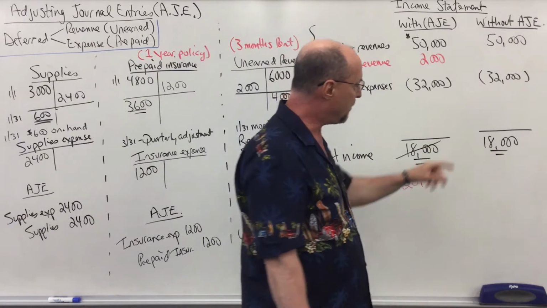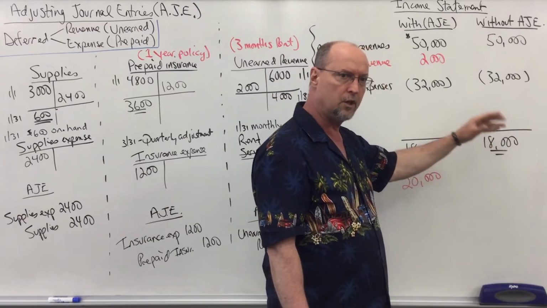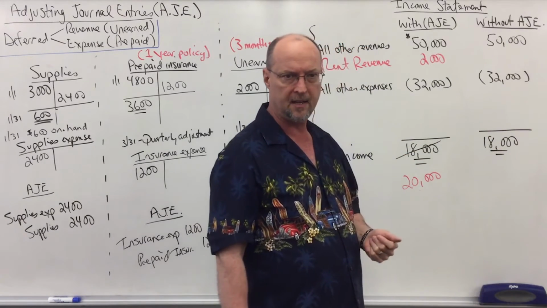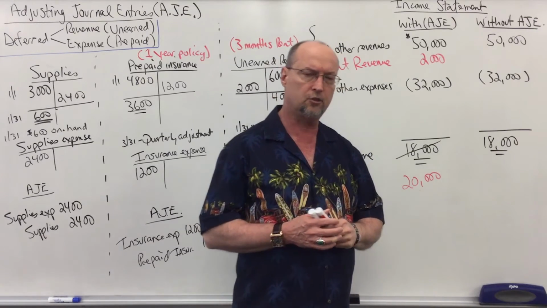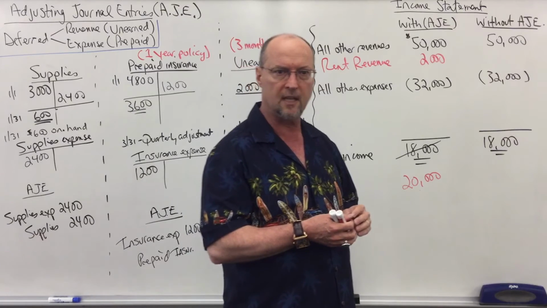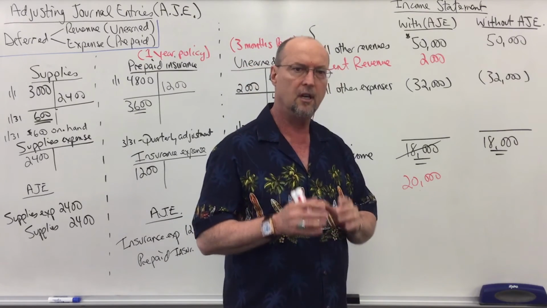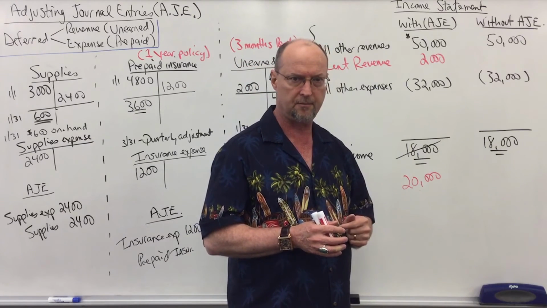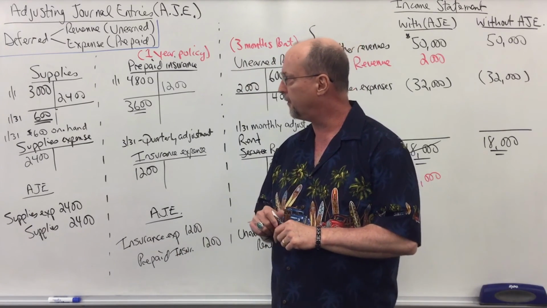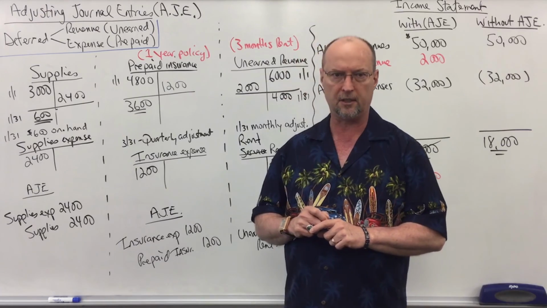So if I don't adjust, now I'm underreporting income, which flows into retained earnings, which is equity, and equity is undervalued. So what makes adjusting journal entries tricky is you have to really think through what is the effect on the financial statements if I don't adjust the various accounts. Okay? So these are 3 examples of deferrals: deferred revenue and deferred expense.